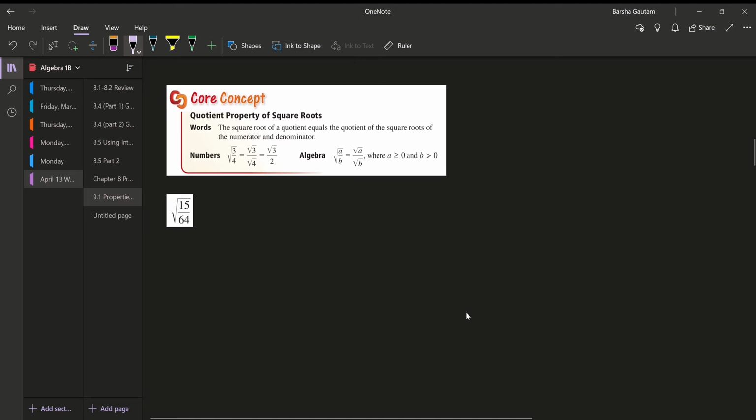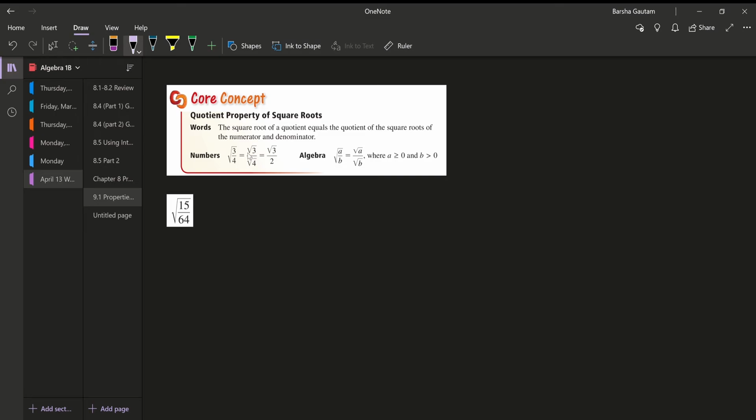Now we're going to move on to the next problem. Before we begin, here's the core concept for it. So for this one, we're looking at the quotient property of square roots. And this one states that the square root of a quotient equals the quotient of the square roots of the numerator and denominator. So for example, here we have root 3 over 4.